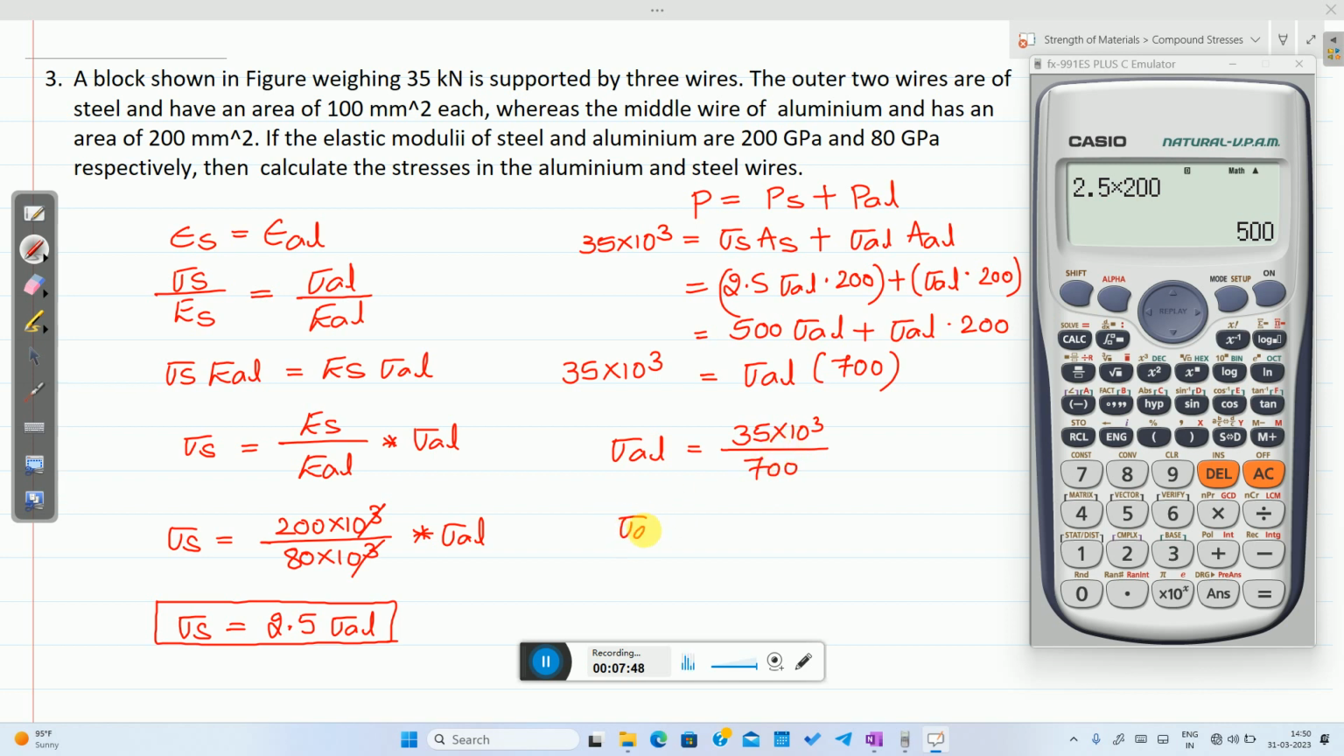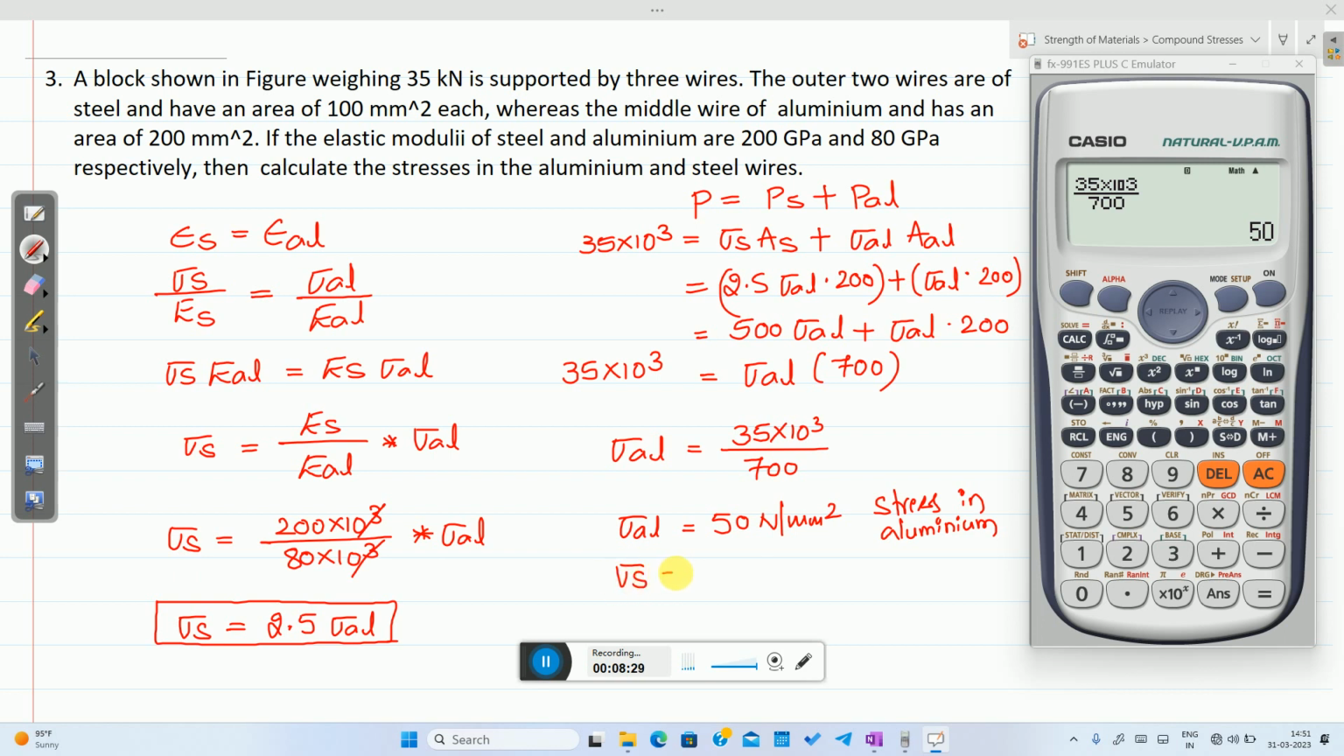So sigma AL comes out to be 35 into 10 raised to 3 divided by 700. So you will get 50. So stress in aluminium is 50 Newton per mm square. So this is your stress in aluminium.